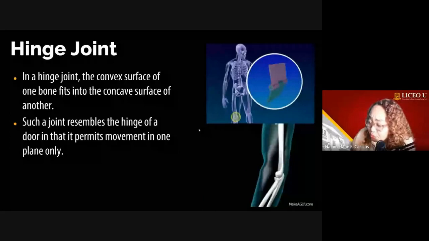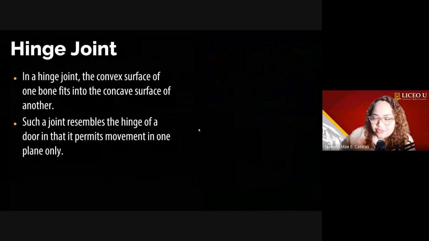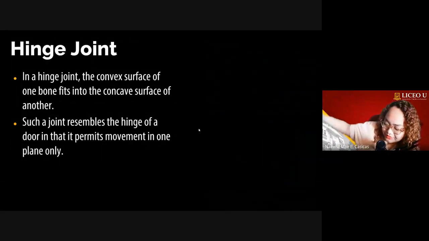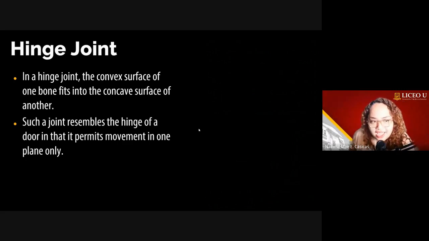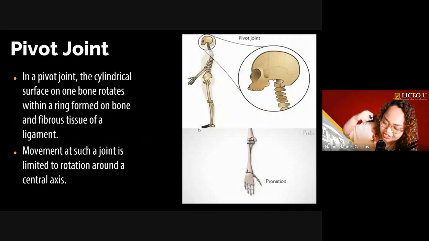Imagine ang imuhang door. Ana-ana naman ni siya. So, that's your hinge joint. That is found in your elbow. Flexion, extension. Flexion, extension. Such a joint resembles the hinge of a door in that it permits movement in one plane only, just like your elbow. Flexion, extension.